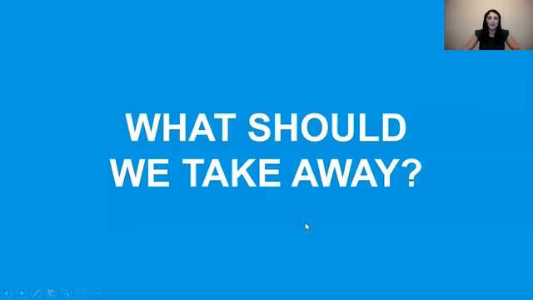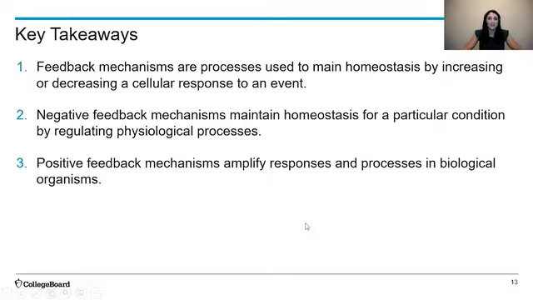So what should we take away from this lesson? Some of the key takeaways are that these feedback mechanisms are processes that help maintain homeostasis by increasing or decreasing a cellular response to an event. Negative feedback mechanisms maintain homeostasis for a particular condition by regulating those physiological processes and helping to return them to their target set point. Positive feedback mechanisms amplify those responses and processes in these biological organisms.